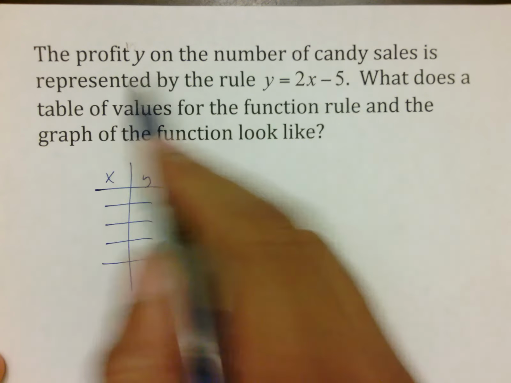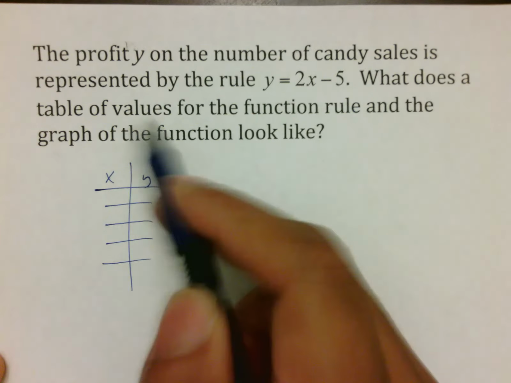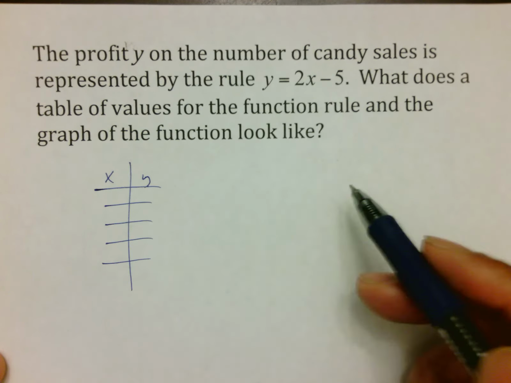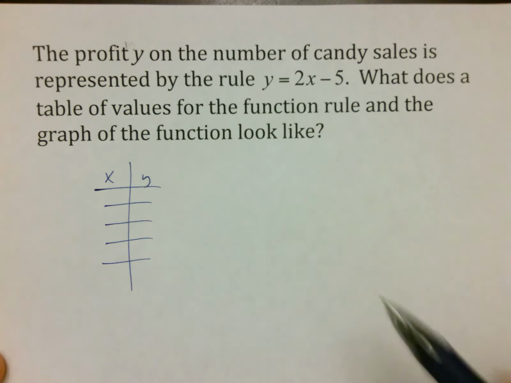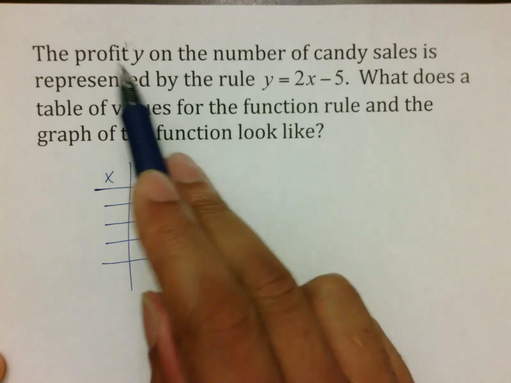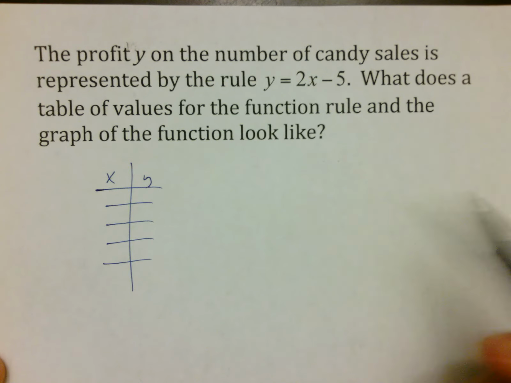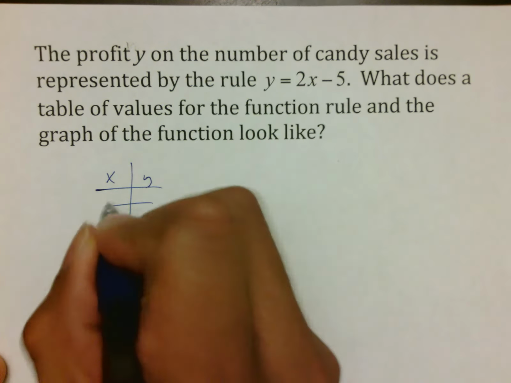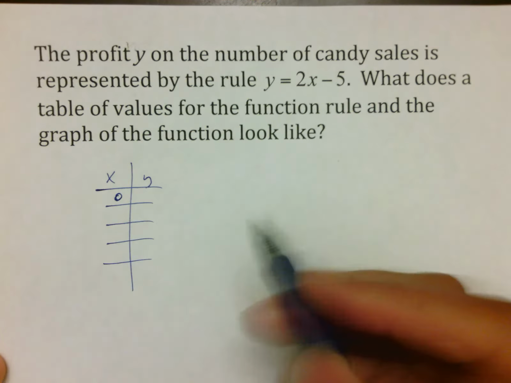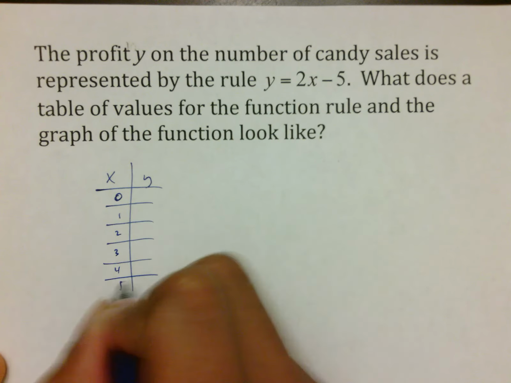Again, profit y on a number of candy sales is represented by the rule 2y equals 2x minus 5. Then we want to know what a table of values looks like and what the graph looks like. So we need a table of values to plot the points. But we're talking about candy sales. So if you're talking about profit on candy, again, negative numbers don't make sense. It doesn't make sense to say how much profit do we have if we sold negative 5 pieces of candy. Your best number to start with, again, is 0, because you want to know what your profit is if you sell none. 1, 2, 3, 4, and 5.